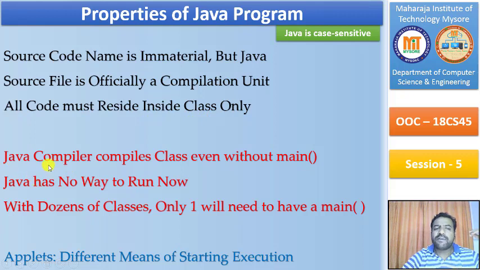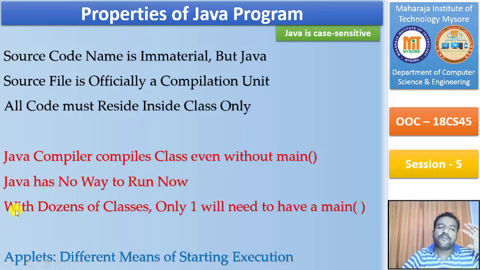With this, the Java compiler compiles a class even without a main function. Even if you don't have a main function inside the class, it is going to compile. It will never throw you an error. Whereas in some other programming languages, if the main function is missing, it's going to throw a syntax error. But Java is not going to do that. It is going to compile successfully. But if that's the case, Java has no way to run the program, because the program should start from the main function. Hence, there is no way the Java program can be executed.